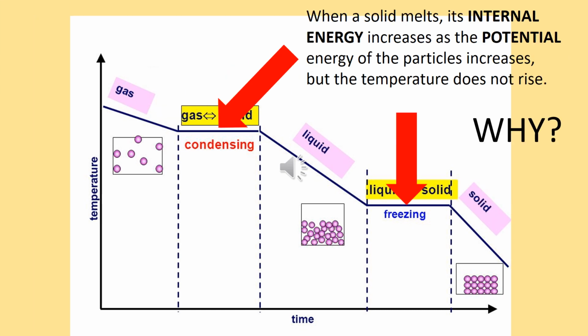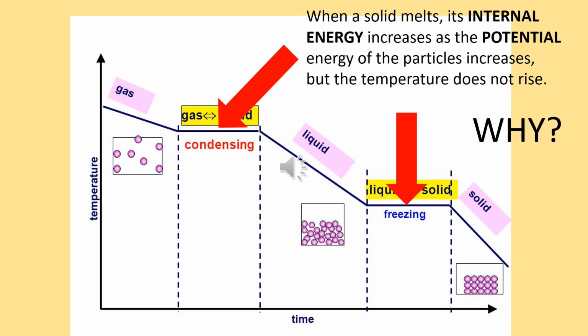Here we're going to look at the potential energy of the particles. This is associated with change of state. When solid particles melt and become liquid particles, energy is needed to overcome the forces of attraction between the particles. There is no rising temperature because the energy supplied is used to overcome these bonds. The same thing happens when we go from liquid to gas.